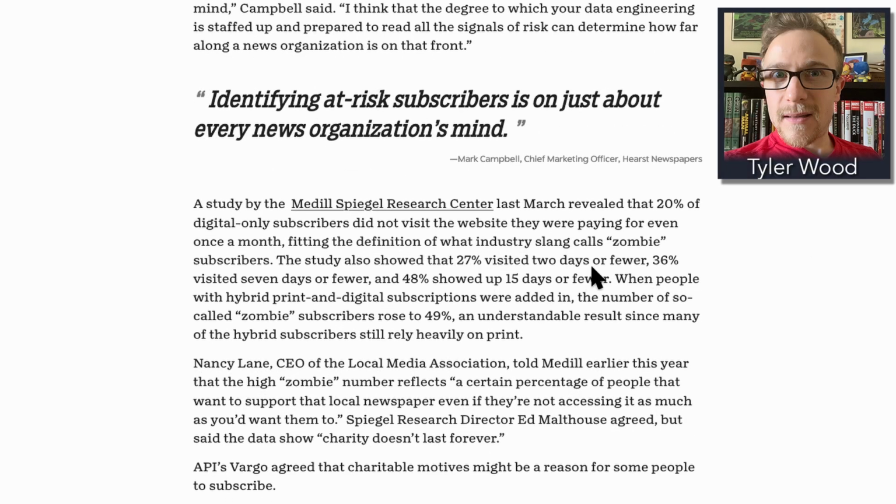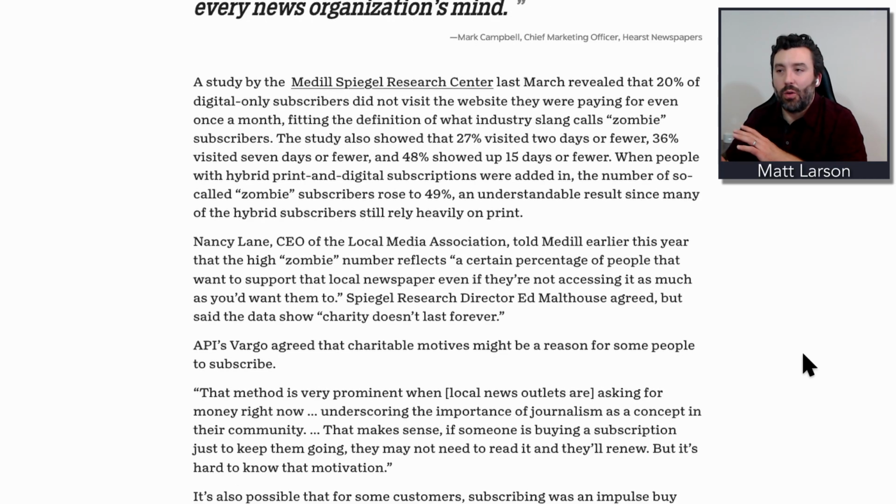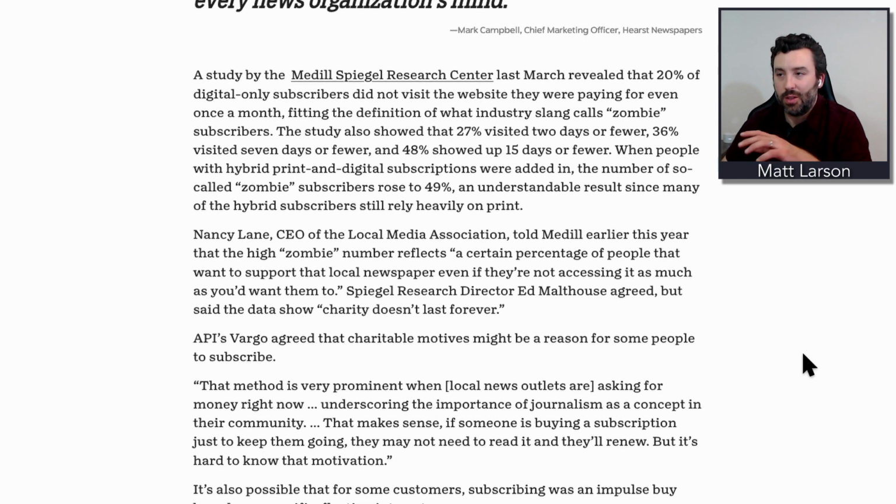Here's that 27% visited 2 days or fewer. 36% were 7 days or fewer. 48%, 15 days or fewer. So I think just breaking it down into those tiers could also be really useful. On the story that we read about zombie subscriptions, it was like a bell-shaped curve, and some standard deviation on the low end is considered a zombie, and they're saying that ends up being about 27% of the average newspaper.